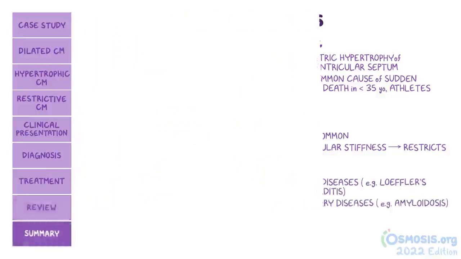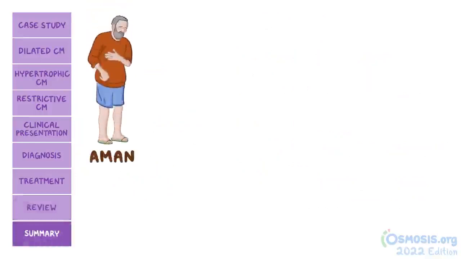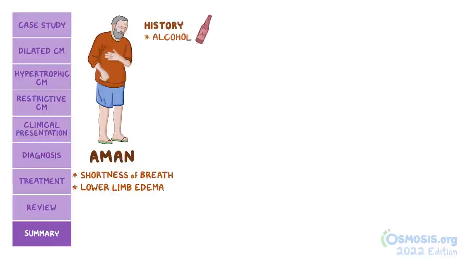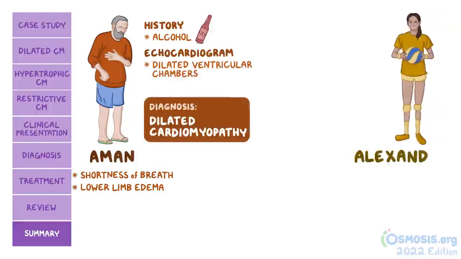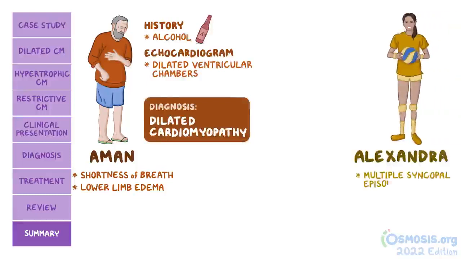Okay, back to our cases. Aman is presenting with features of dilated heart failure, like shortness of breath and lower limb edema. Considering he has a history of chronic alcohol use and his echocardiogram shows dilated ventricular chambers, the diagnosis of dilated cardiomyopathy is confirmed. Alexandra presented with multiple syncopal episodes.